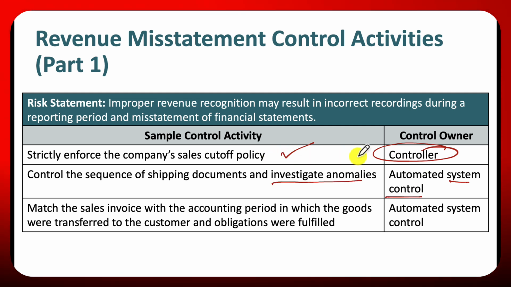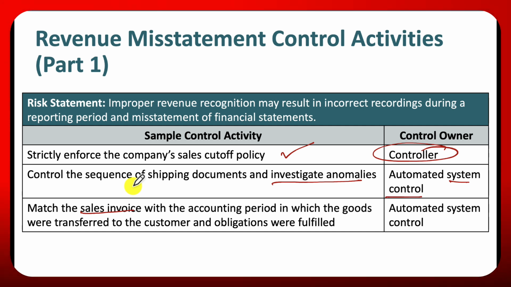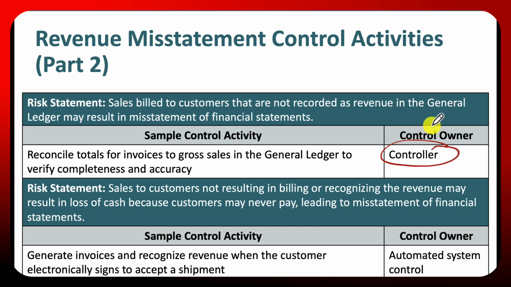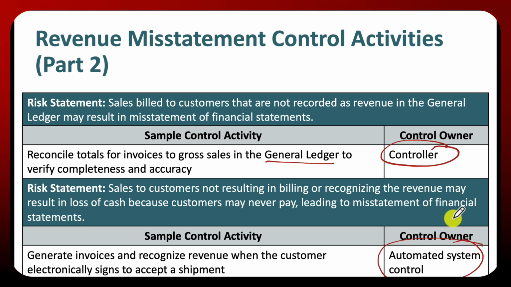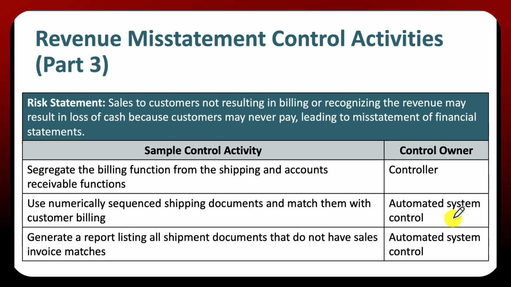The system might also match the sales invoice with the accounting period in which the goods were transferred to the customer and the obligations were fulfilled. Additionally, we might have that the controller would reconcile the totals of the invoices to the gross sales in the general ledger to verify completeness and accuracy, which are management assertions that auditors typically test. We also might have the automated system control generate invoices and recognize revenue when that customer electronically signs the acceptance of a shipment as well.